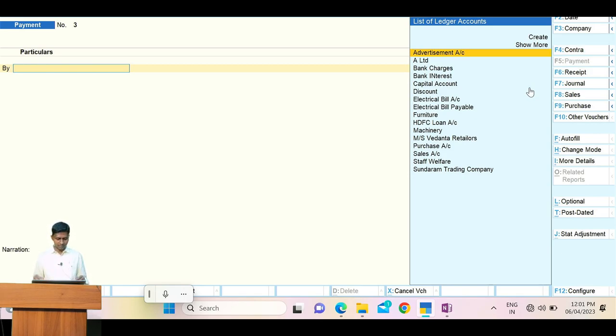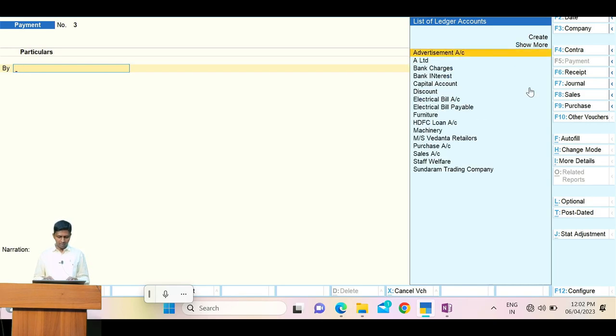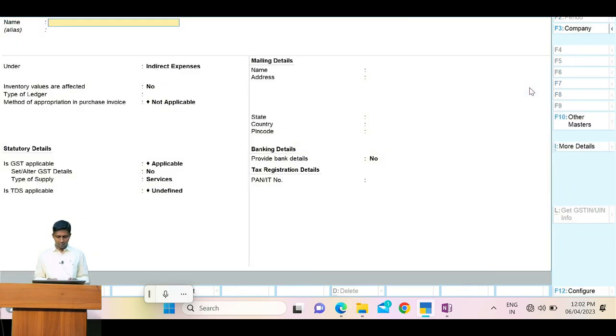Therefore, here Tally is asking what? Debit first. SBI fixed deposit debit. SBI fixed deposit, only SBI we are having. SBI fixed deposit we are not having. Therefore, FD in SBI, like this. This is, I think, so good. If you want to write SBI, then you could write SBI fixed deposit. You could select that.